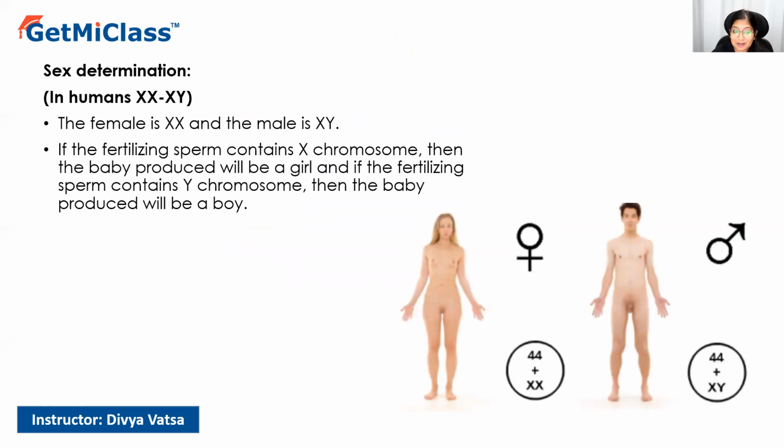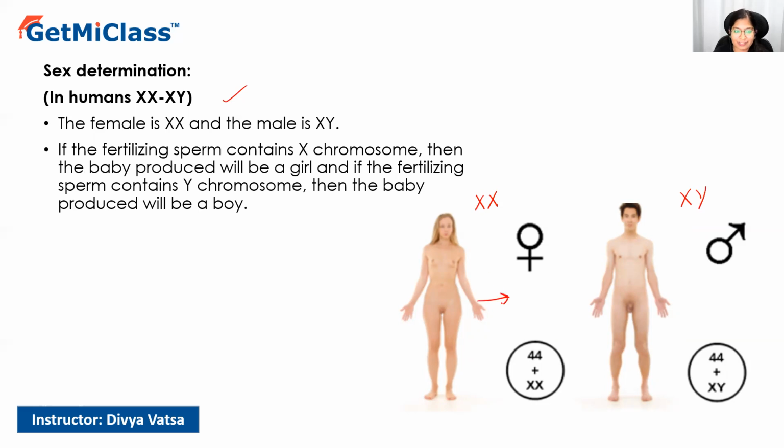Talking about the next topic, sex determination, we know it's very easy. In humans, we've studied it many times. XX-XY is the sex determination system that we see in humans. In females, it is XX. In males, it is XY. So there is 44 plus XX, 44 plus XY.